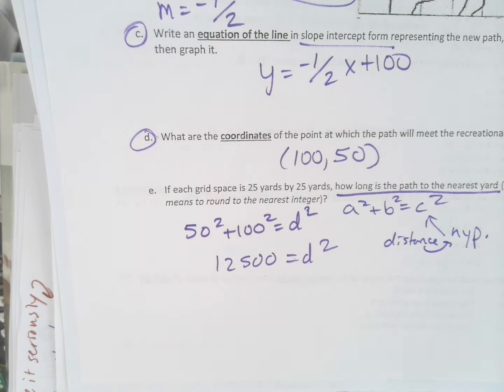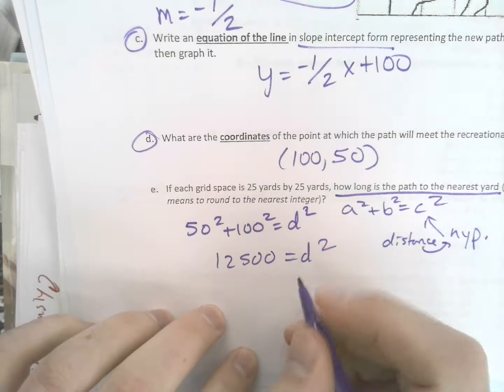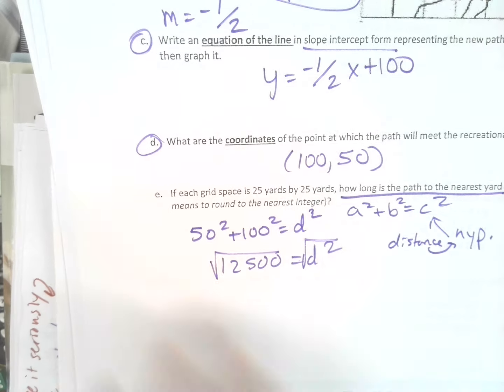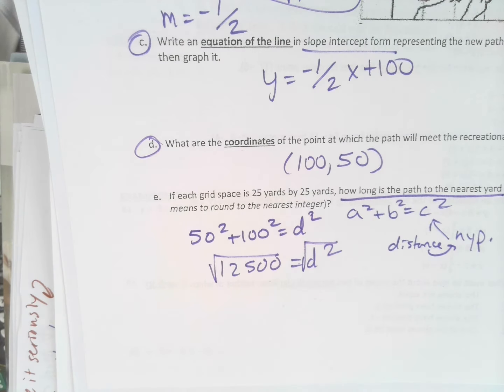Ooh, not dividing by 2. I think Ethan said it. Square root. You can take the square root. Heck yeah. Those two are opposite operations, like multiplication and division. A square and a square root.